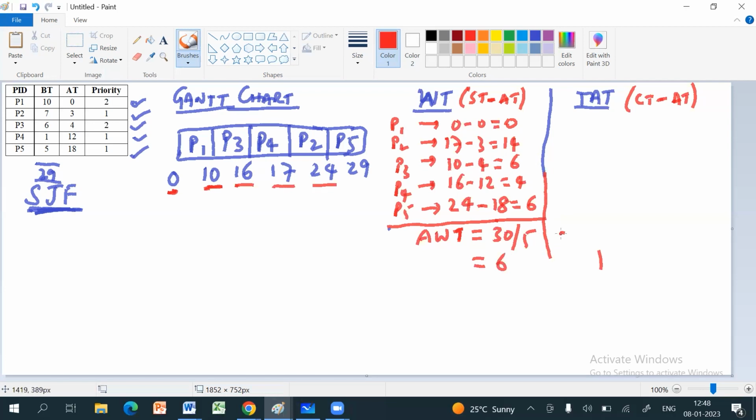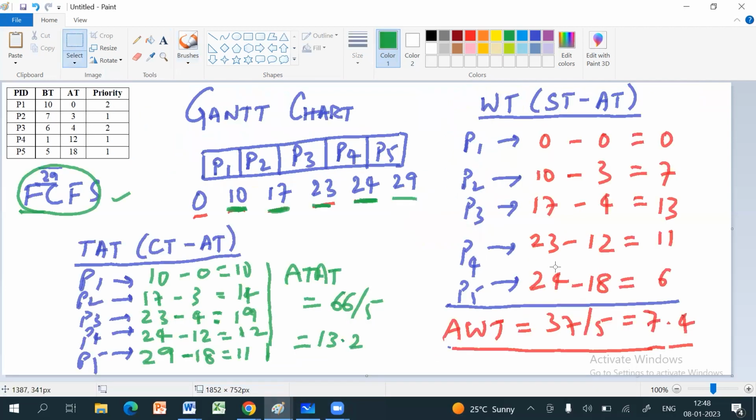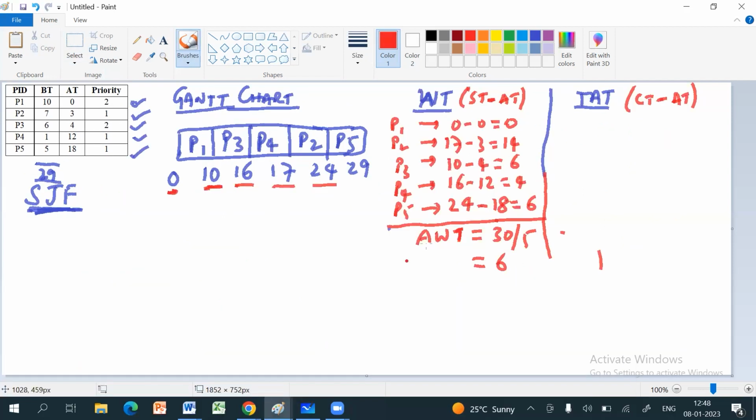Now, as you must have observed, this is very less when compared to FCFS actually. So in FCFS, we had an average wait time of 7.4. Right. I hope you are able to understand this. So now we have 6. Average wait time is 6 using SJF, shortest job first. Now let us try to compute the average turnaround time as well.